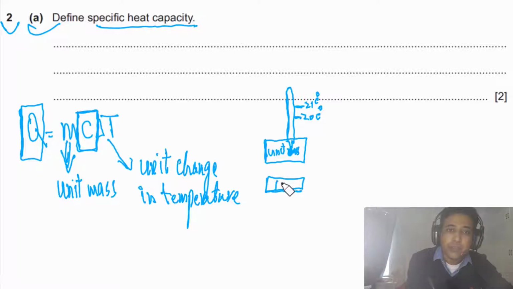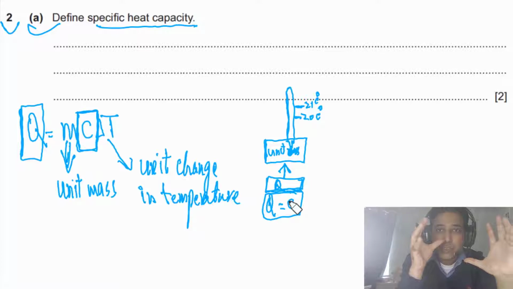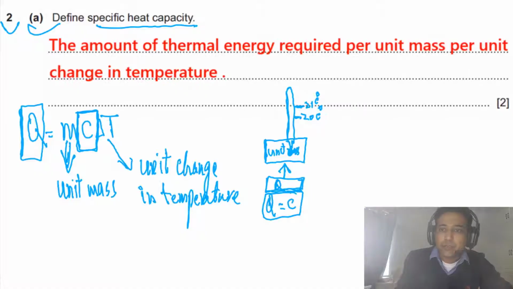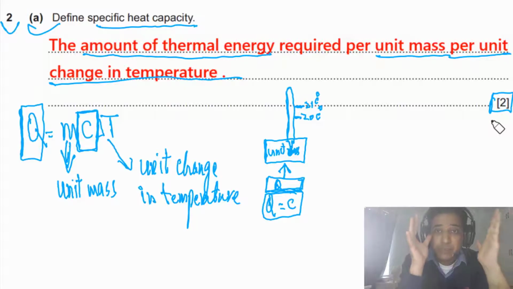So here we have the thermal energy, we can say this is Q. How much thermal energy do we need to supply? That Q will be equal to C. So this is how you need to understand physics, and this is how you can define specific heat capacity. Now let me show you how you can write down the answer. You can simply say: the amount of thermal energy required per unit mass per unit change in temperature. If you write this, you will get 2 marks. When the mass is unit mass and we want unit change in temperature, the amount of thermal energy we need to supply is the specific heat capacity.